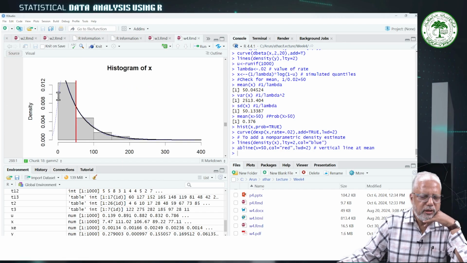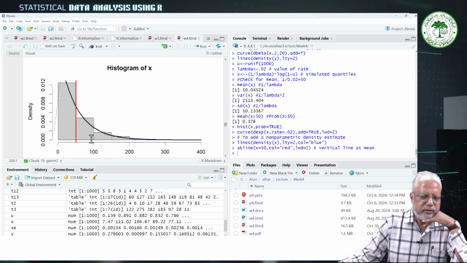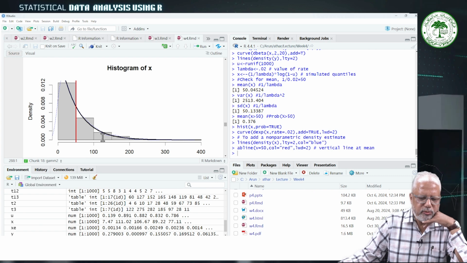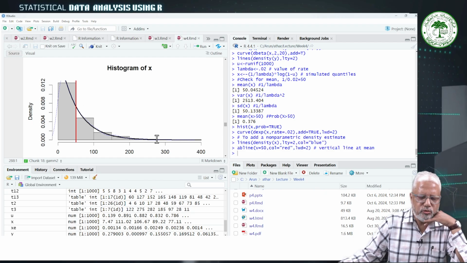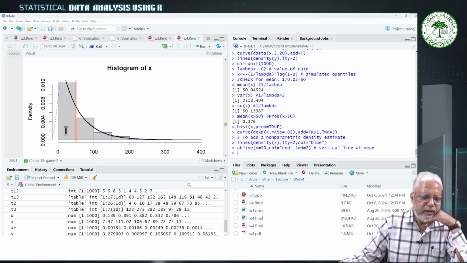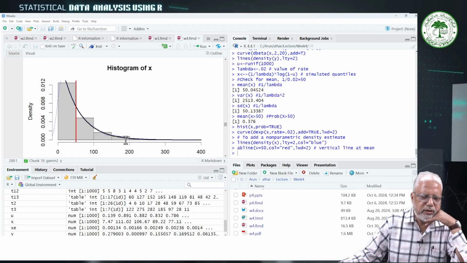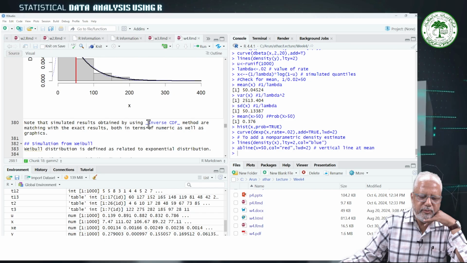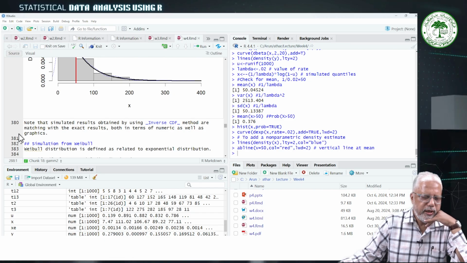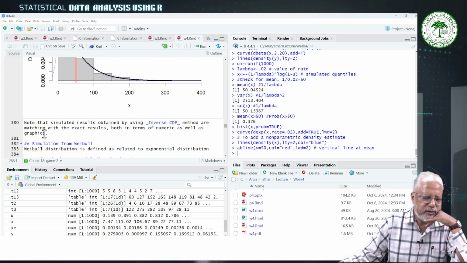So here this line is exact, and the histogram is made on simulated data. This line is the exact exponential curve with rate equal to 0.02, and this dashed line is nothing but a non-parametric density estimator of the standard exponential. Note that the simulated results obtained by using the inverse CDF method are matching with the exact results both in terms of numeric as well as graphics.